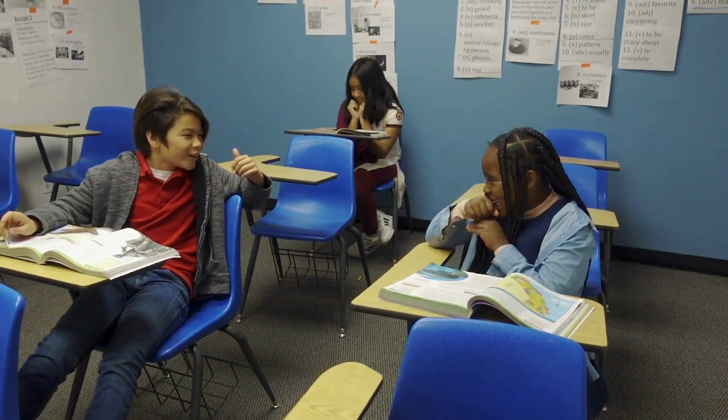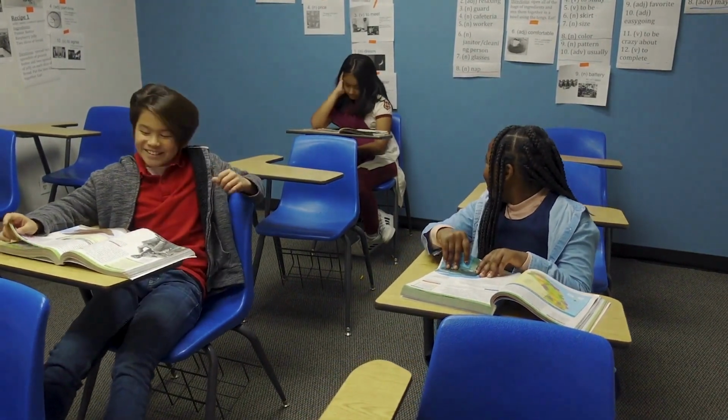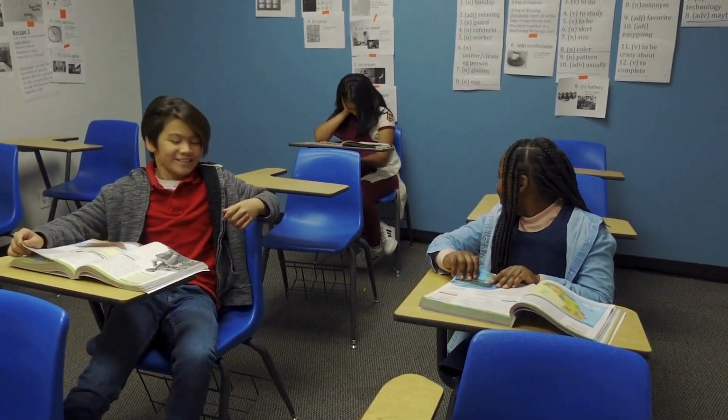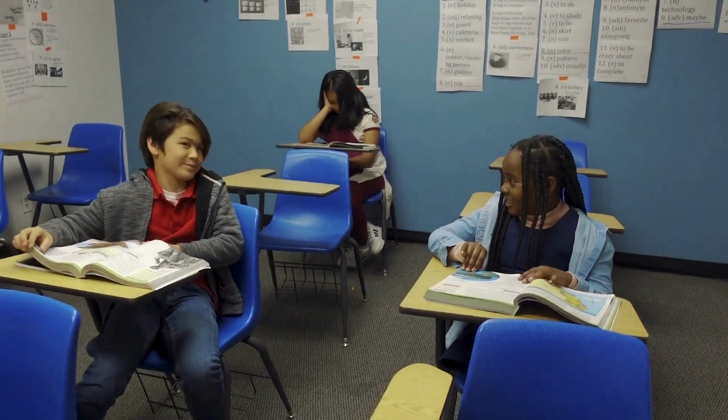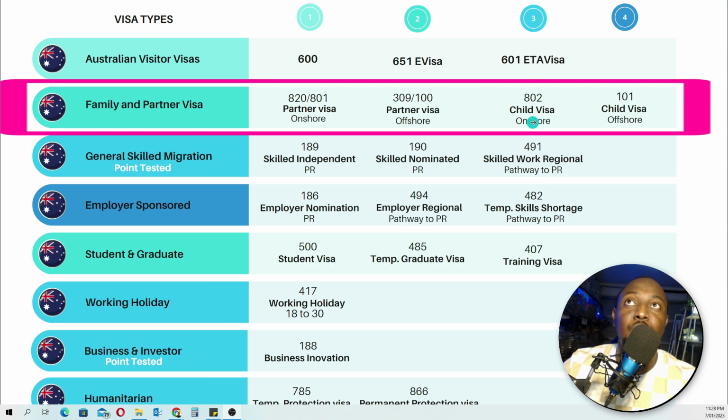Okay, so if you're an Australian permanent resident or a citizen and you've got a child overseas, you'll be able to bring them and join, so they can join you permanently. So if you're onshore, you'll be applying for the visa subclass 802, and if you're offshore, which is not living in Australia, you'll be applying for visa 101.